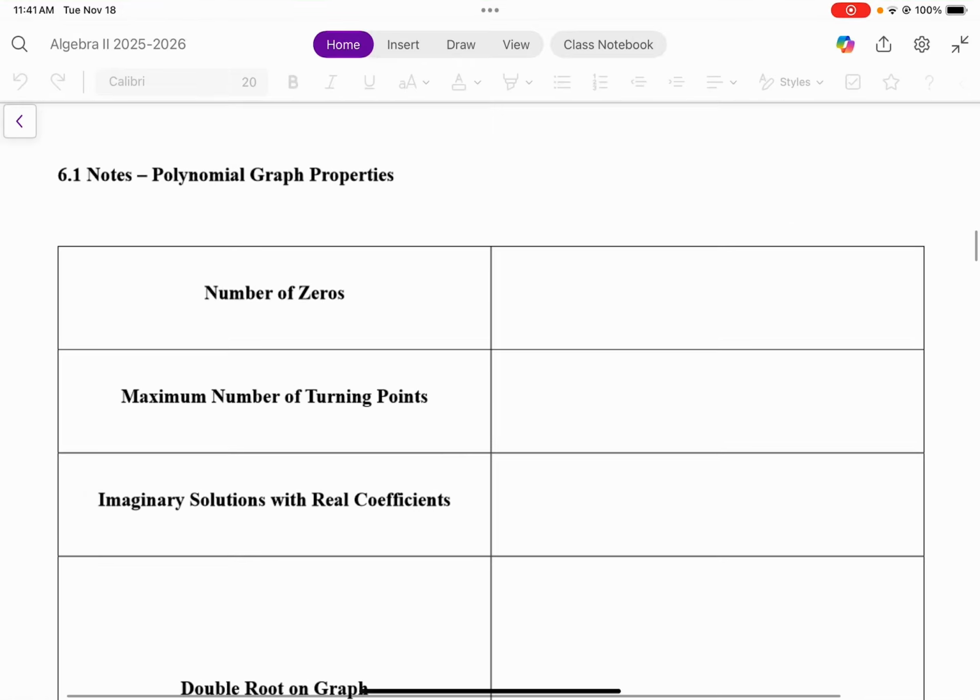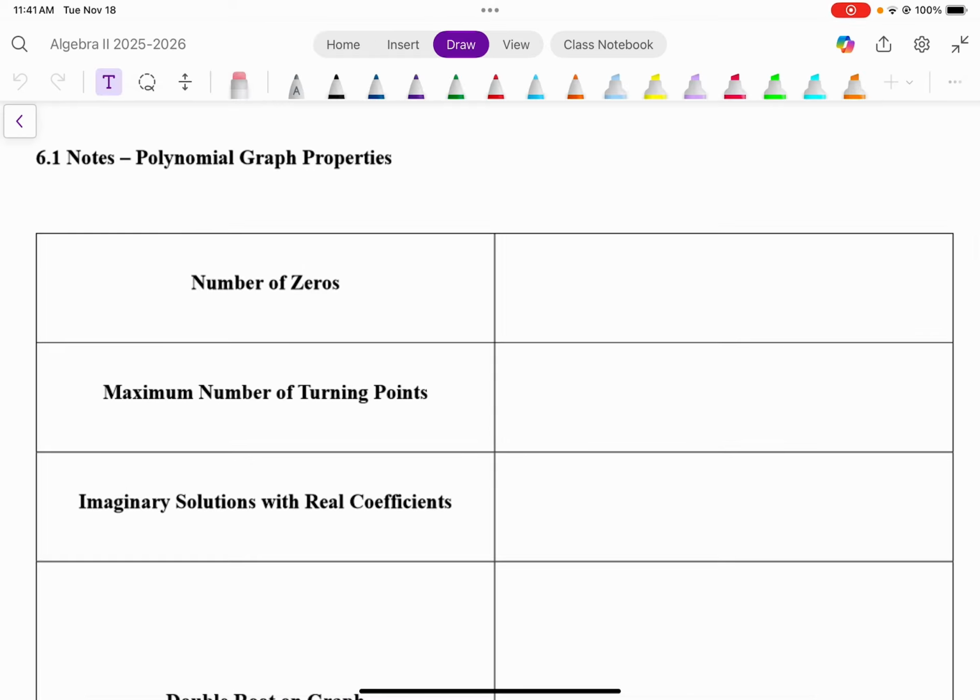Hello, this is the first part of 6.1. We're going to be talking about polynomial graph properties. We're going to start off by filling in this table with some definitions and information that you will need this chapter. So the first one is the number of zeros for polynomials.